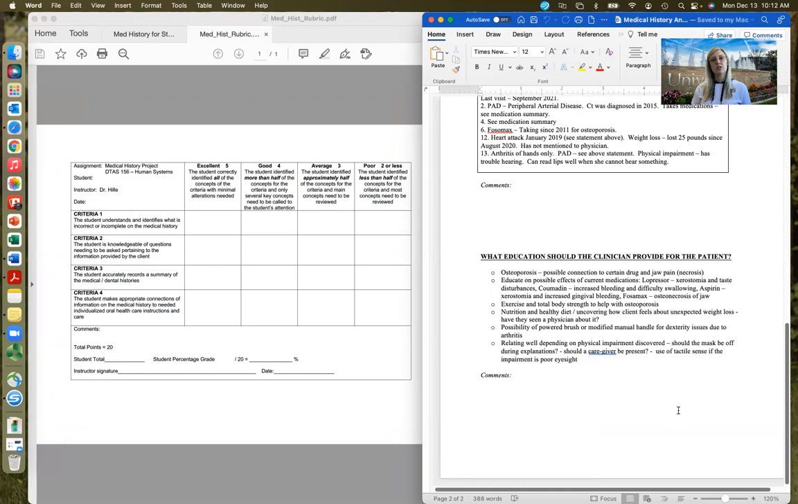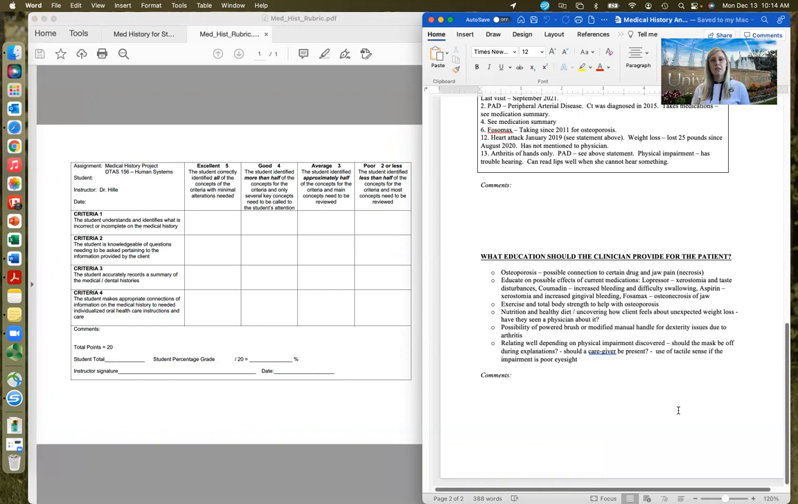We need to make sure that our notes are thorough but succinct so that the supervising dentist can come over. They can read through our notes. They can see exactly what's going on with this patient and determine if we need to make any modifications in patient treatment for that day before we can move on. And that's what's really important.